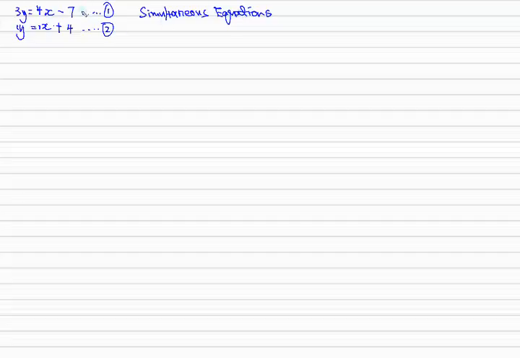When you are presented with two equations, the question normally will say solve the simultaneous equations. When it says solve the simultaneous equations, it means you use either substitution or elimination to solve them, not graphically. Okay, now let's repeat what we have learned today.